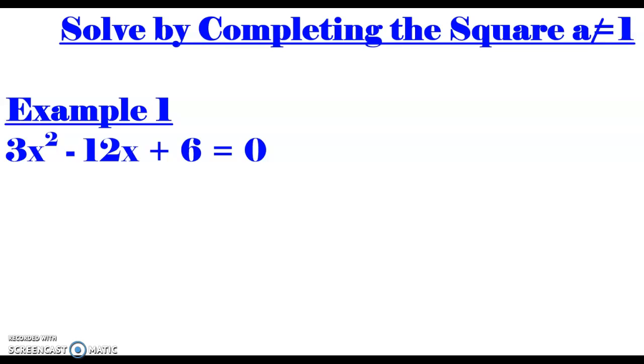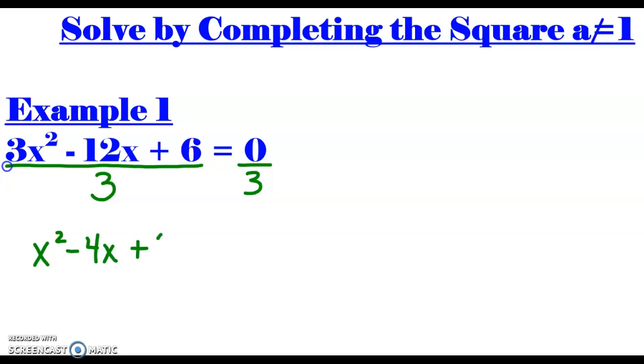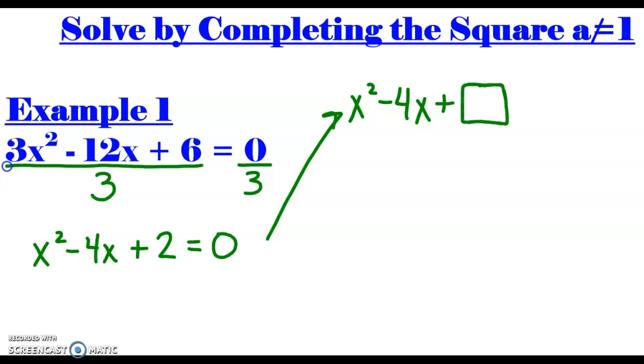So this first one's not so bad, actually. To make a 1, we could start by dividing everything by 3. That gives us a new problem of x squared minus 4x plus 2 equals 0. To complete the square, we know that we have to have ax squared plus bx. So we would move this 2 out of the way, take it to the other side. We have x squared minus 4x plus, save a seat for magical c, equals negative 2.